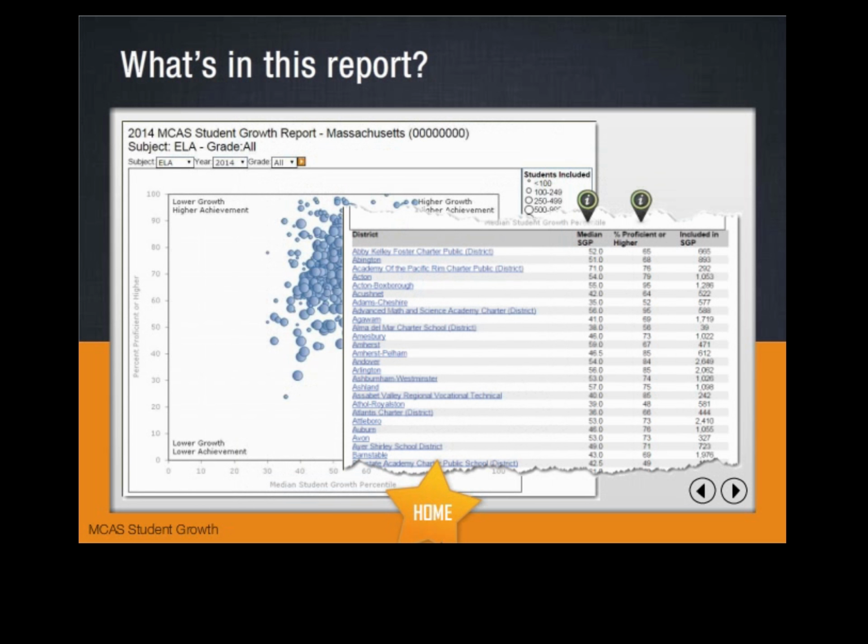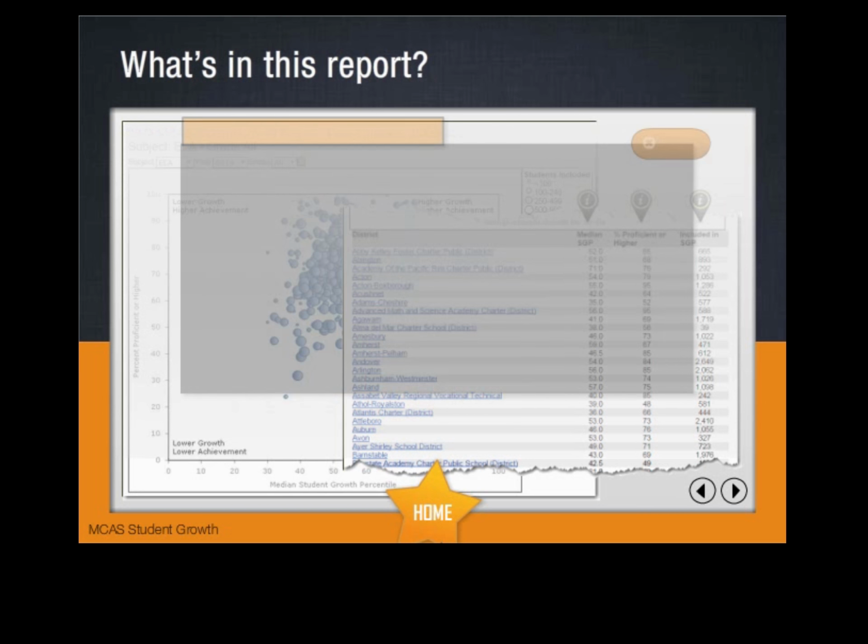Click the information icons to learn more about the median student growth percentile. Click the Next button to learn how to apply these reports to your work.